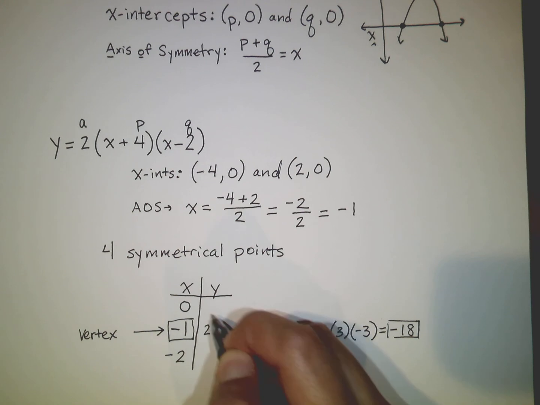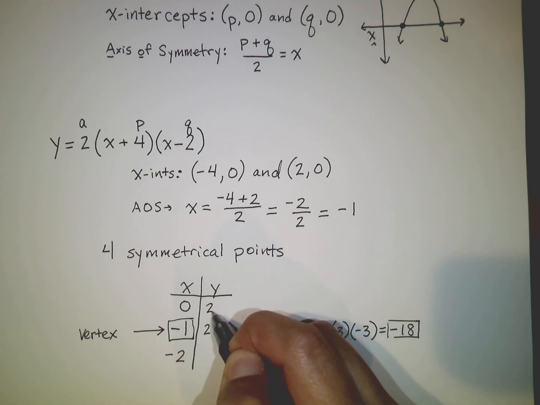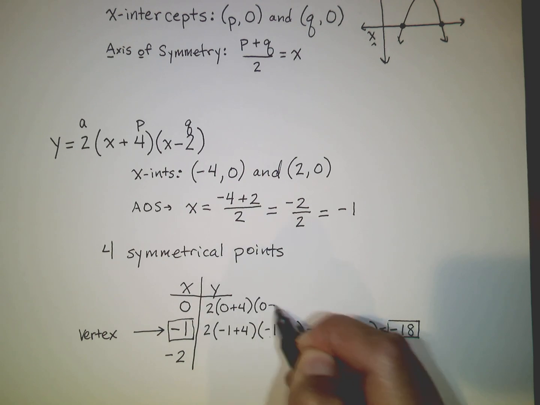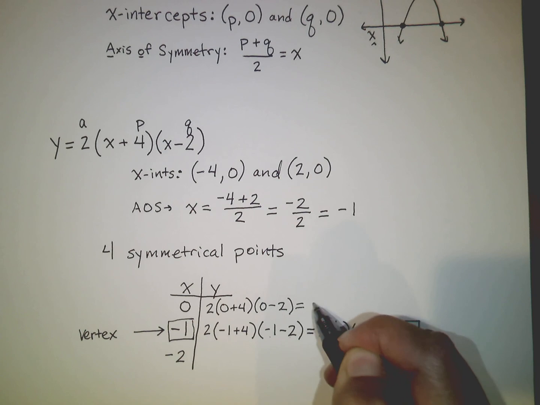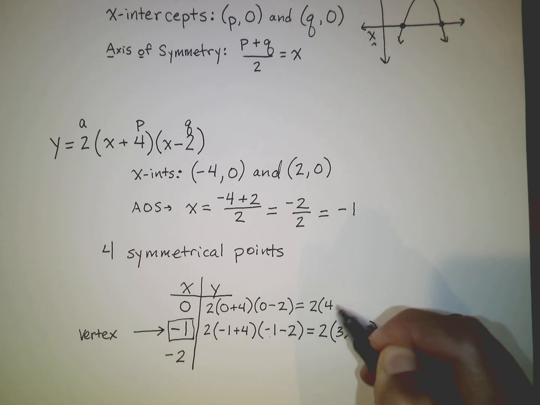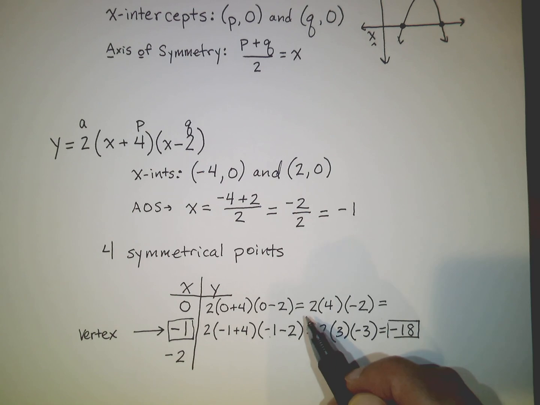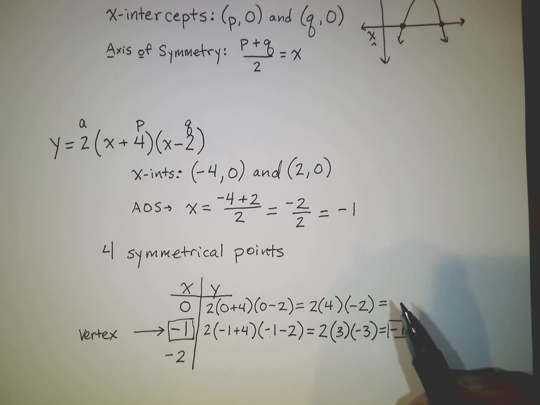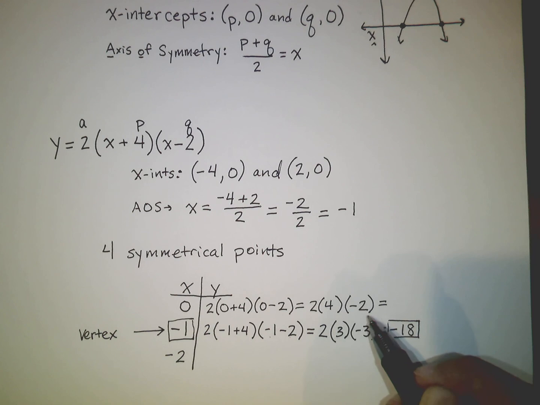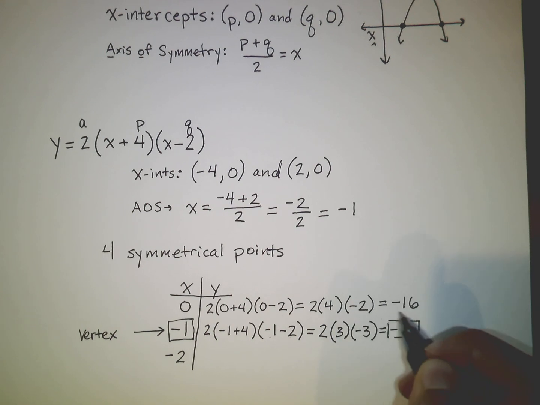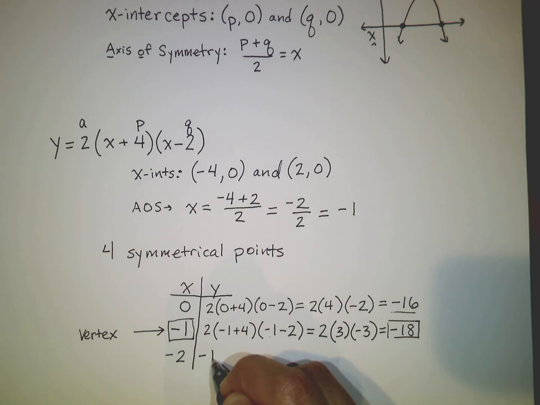So plugging 0 in, we're going to have 2 times (0 plus 4) and (0 minus 2). So that will leave us with 2 times 4 times negative 2. And then order of operations, you have to work left to right with your multiplication here. 2 times 4 is 8, times negative 2 is negative 16. And then since this is negative 16, this will also be negative 16. And that's going to be all the work that you need to show.